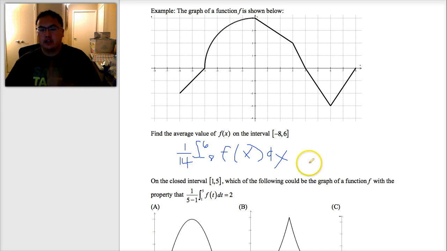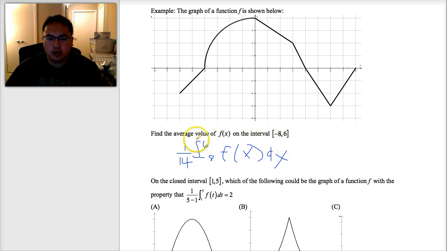Okay. So some of you may say, how do I do this part now, from -8 to 6 if there's no equation? Well, with the graph, I need to literally calculate the area between -8 and 6. So here's -8, and here's 6. I need to find the area under the curve. From here to here, you see there's no curve, so this is nothing. From here, do you see I have a triangle?